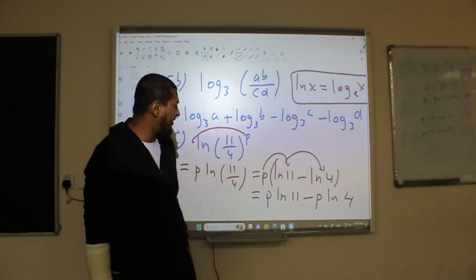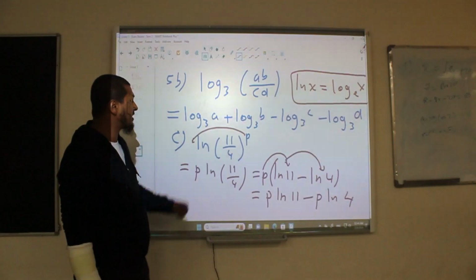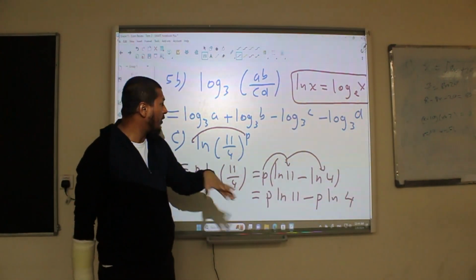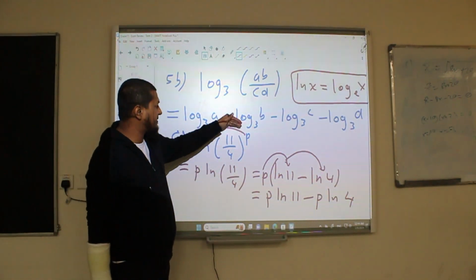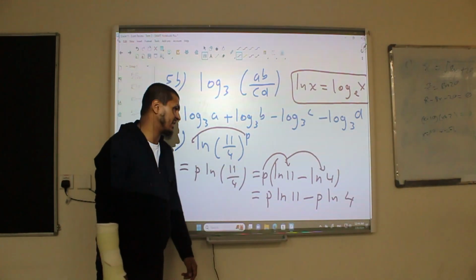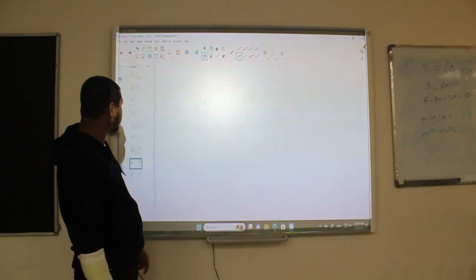Now, after we have expanded the single log into the expanded form, what if we take the expanded form and bring it down into a single log? So that's what we're going to do next.